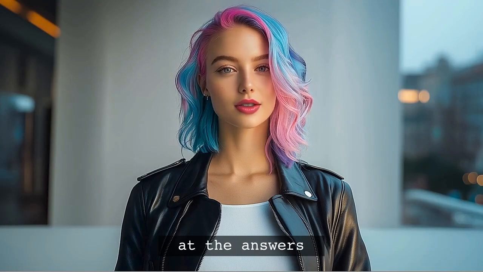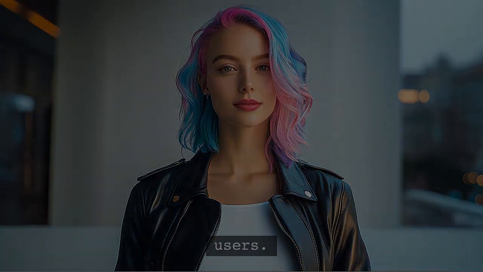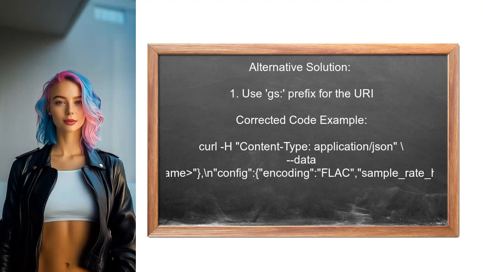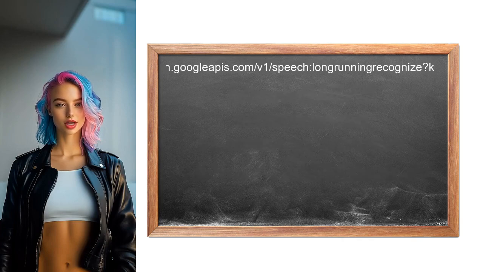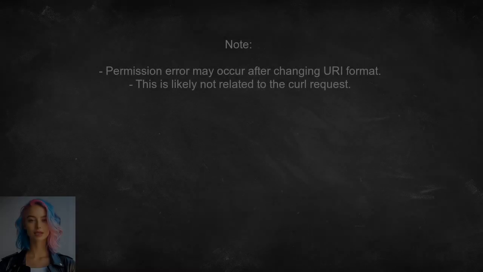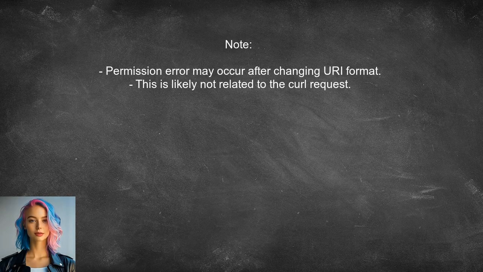Now let's look at the answers provided by other users. One user found that the invalid argument error was due to an incorrect URI format. They discovered that Google Cloud requires a specific format for referencing audio files in buckets, using gs:// as the prefix. However, after making this change, they encountered a permission error, which they believe is unrelated to the curl request format.